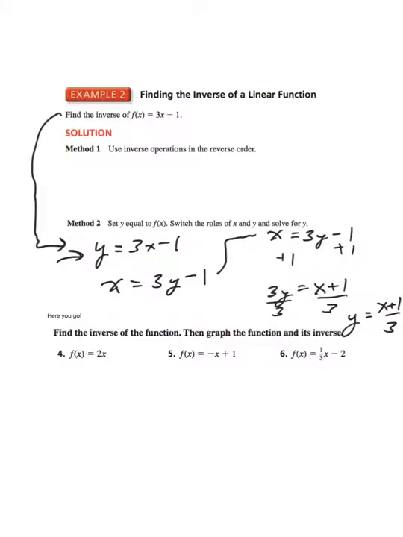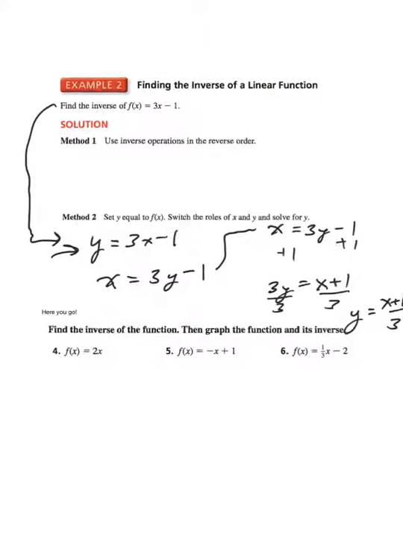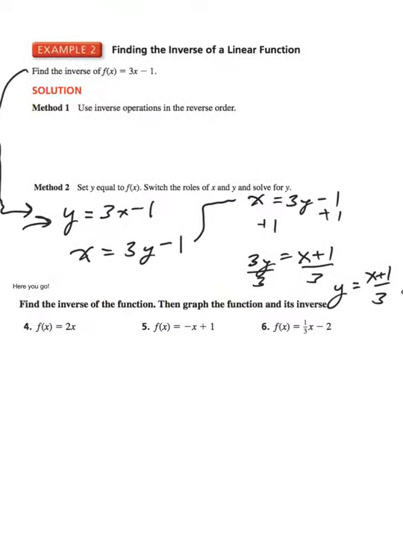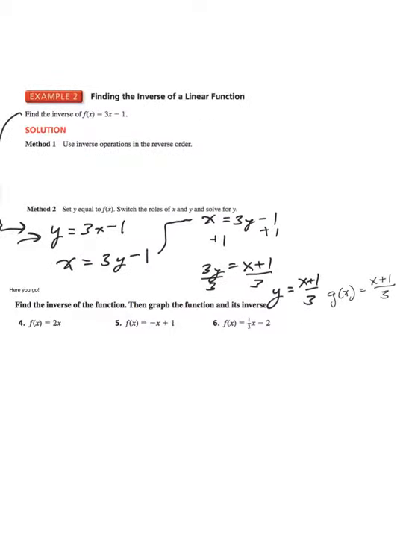So what we're going to do is give it a different name. If the original function was named f of x, we'll just give this one a different name and call it g of x. So the inverse function g of x equals (x plus 1) over 3. If you remember the work we did at the beginning of the period, if you graphed y equals 3x minus 1, and then you graphed g of x equals (x plus 1) over 3, you would find that they were graphs that were reflections over the y equals x line.